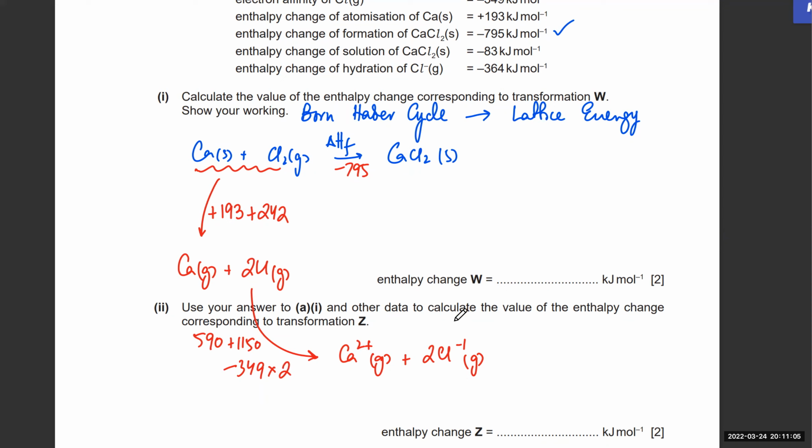And then the last step, that is what W was. Gaseous ions turning into a solid ionic lattice, that is lattice energy.